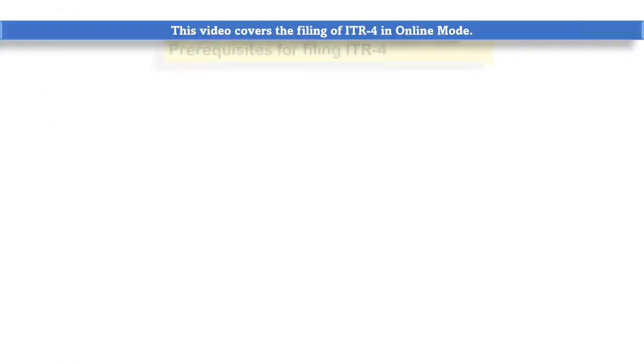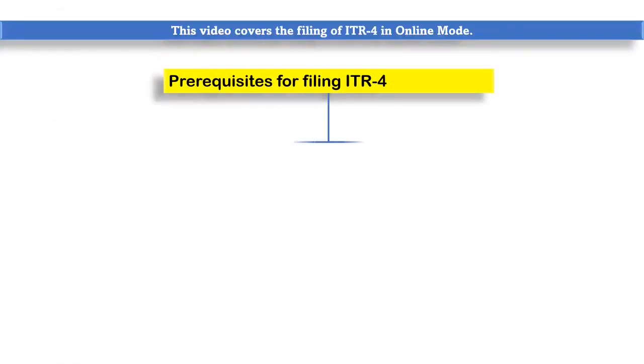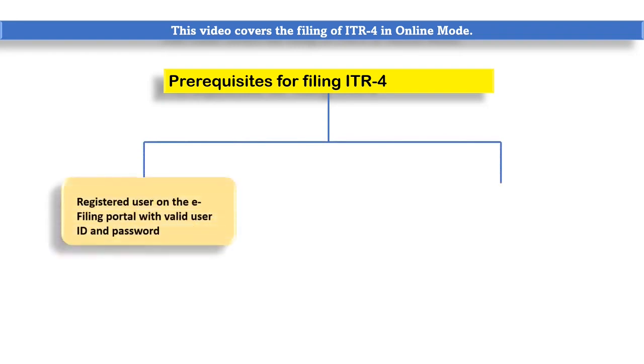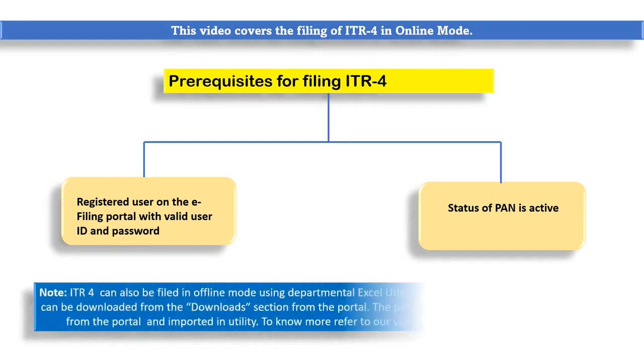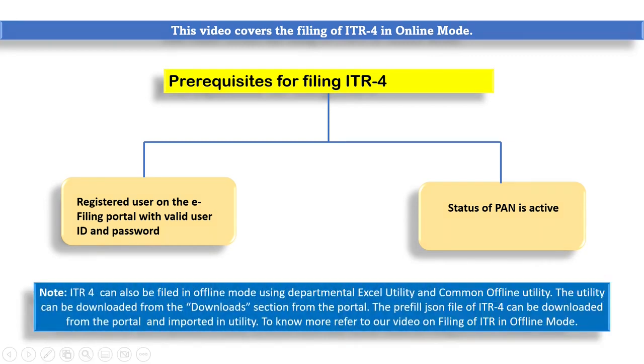Let us now see the prerequisites for filing ITR-4. For the purpose of filing ITR-4, you should be a registered user on the e-filing portal with a valid user ID and password, and it is advisable that the status of your PAN is active. This video covers the step-by-step process of filing Form ITR-4 in online mode.